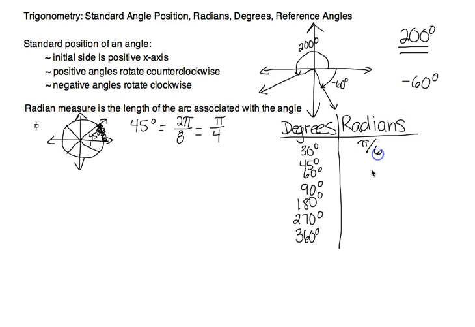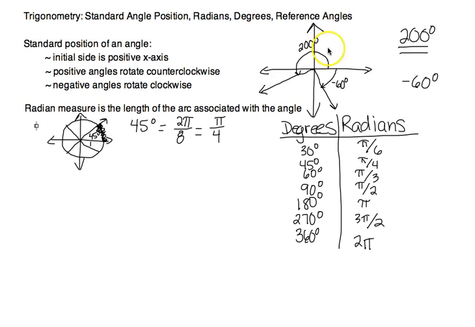30 degrees is pi over 6. 45 we just did, it's pi over 4. 60 degrees is pi over 3. 90 degrees is pi over 2. 180 degrees is pi. 270 is 3 pi over 2. And 360 degrees is 2 pi. So these are just some important equivalents that you really ought to know.